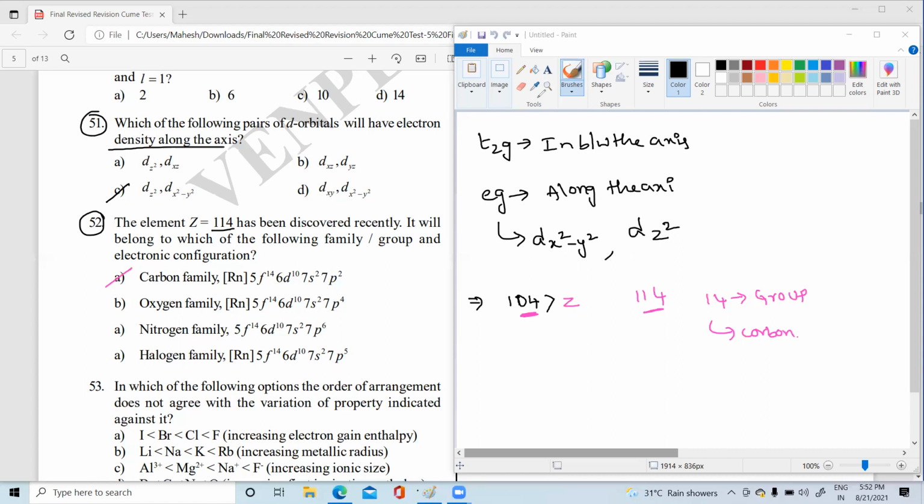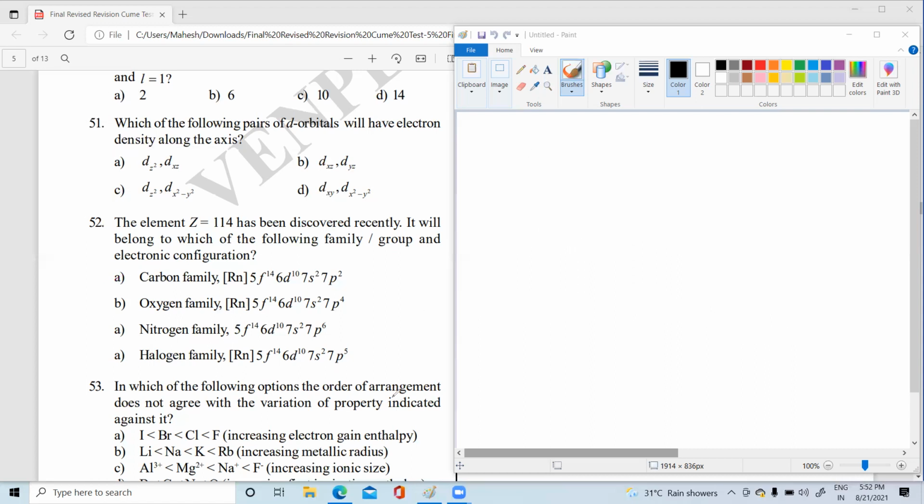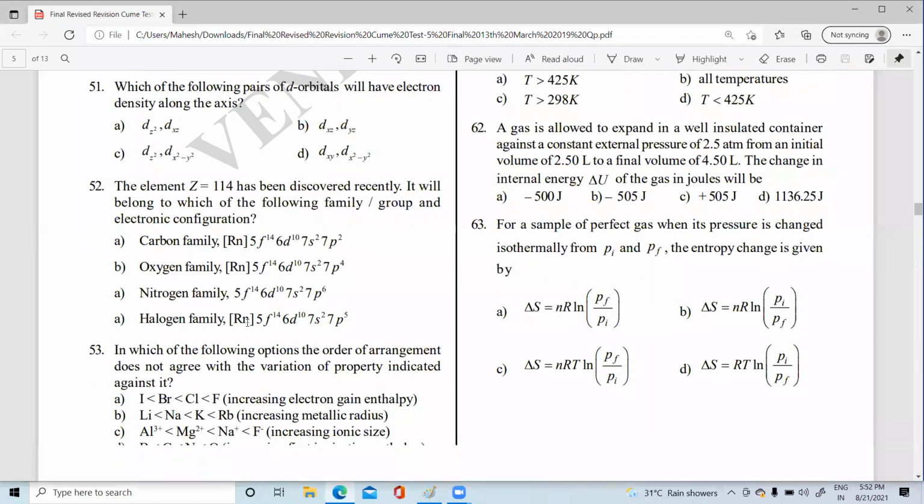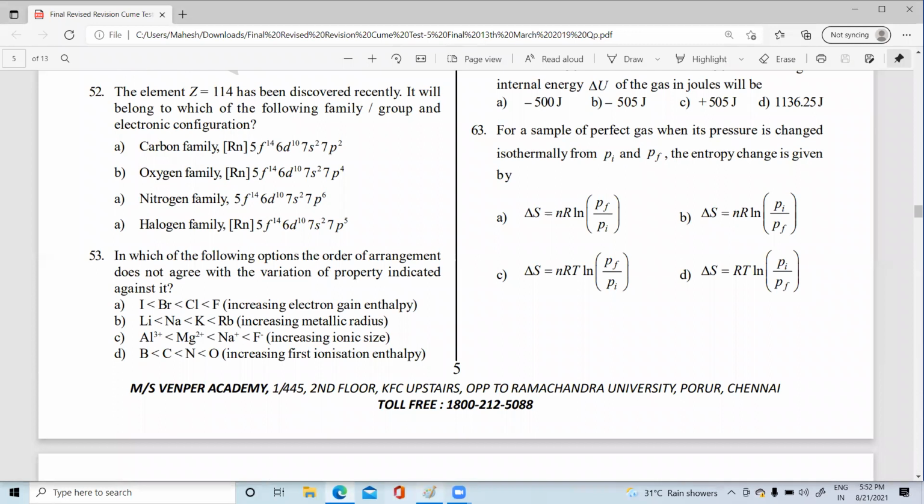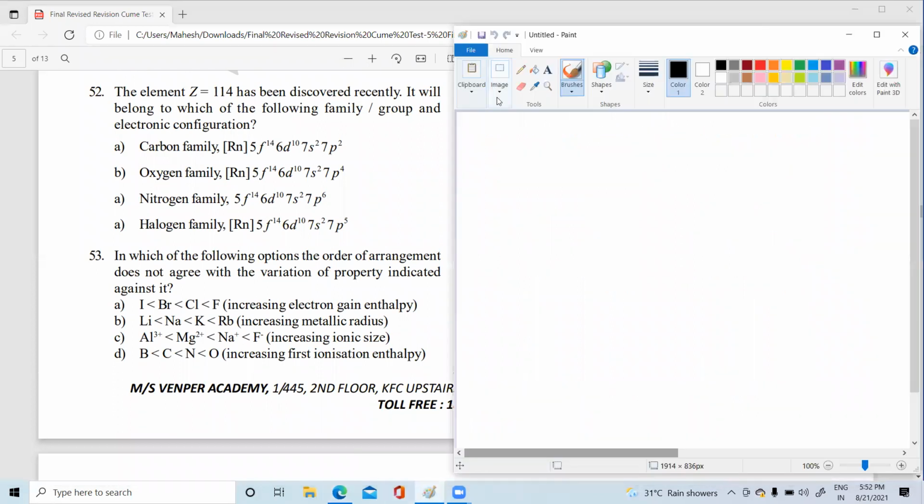Next question number 53, students. They have changed it in the examination. Just look at that. Question number 53 has been changed here. Instead of chlorine, they have given fluorine, and instead of fluorine, chlorine has to be given. So this is the actual correction. Actual question, we'll see this one.